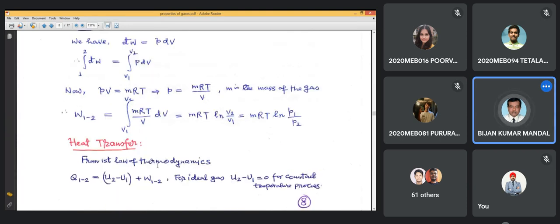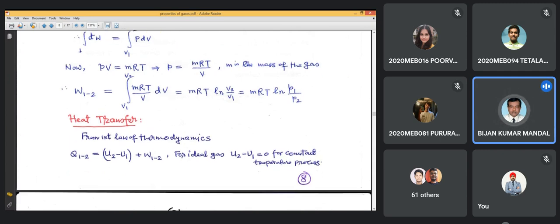Now heat transfer. From the first law of thermodynamics, we know Q12 is equal to delta U plus W12, as written here. For an ideal gas, this is very important: the internal energy is a function of temperature alone.